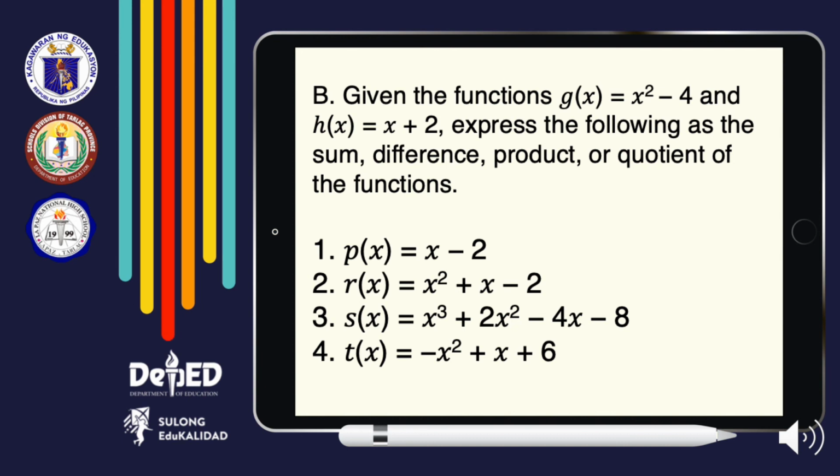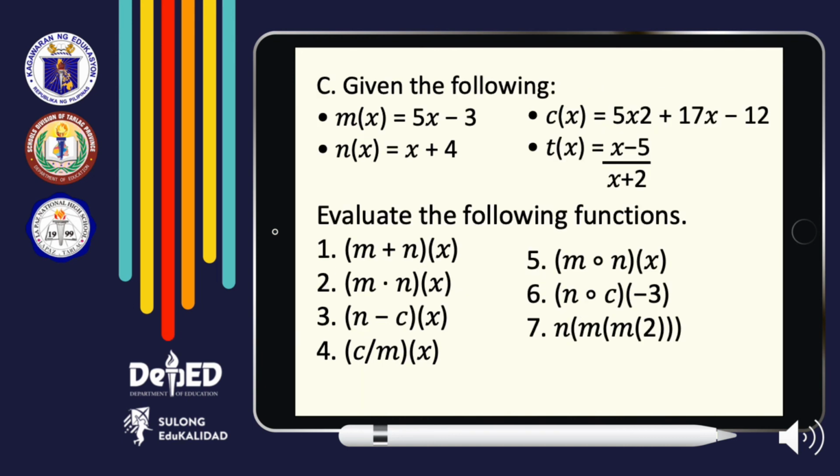And for the last one, given the following, evaluate these functions. Again, you may answer these in your available time. I know you can do this. See you on our next lessons.